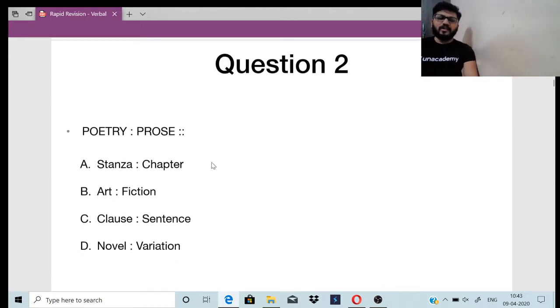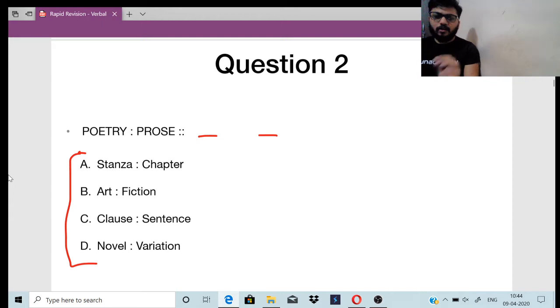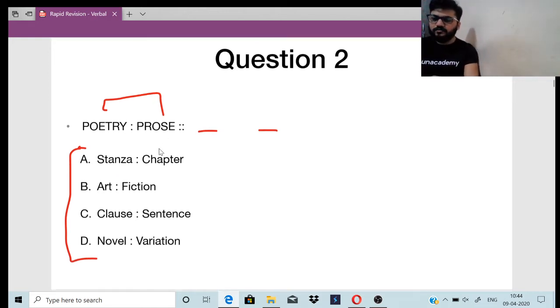Yeah, poetry is to prose, right? Poetry is to prose, dash is to dash. Okay, so here are four options. You guys have to tell. Poetry is to prose. So in dono ka synonyms dekhkar, matlab in dono ka similarities dekhkar, you guys should select the other two options, right? You guys should select the other two stanzas here. Okay, other two stanzas or other two words.